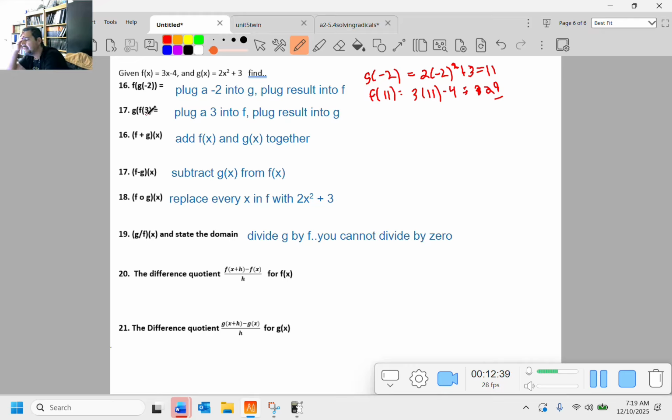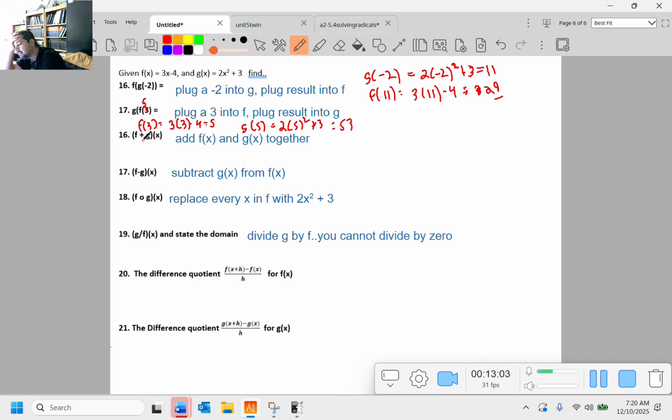Vice versa, g of f of 3. We're going to find f of 3 first. We got to figure this piece out, kids, okay? F of 3, we let x be 3 in f. And we're going to get a 5 back. So this piece is literally now a 5. So now we find g of 5, which is twice a 5 squared plus 3. 5 squared is 25 times 2 is 50 plus 3 is 53.